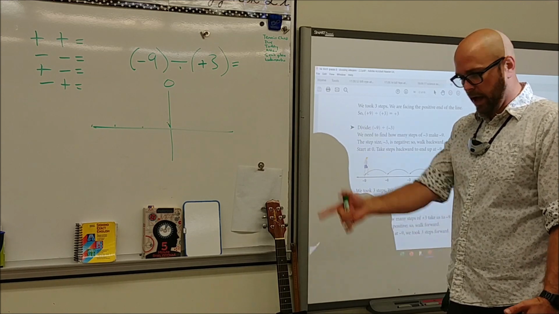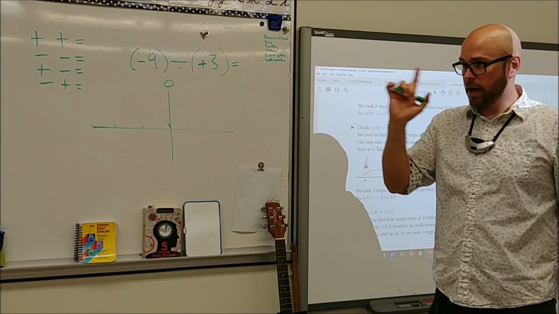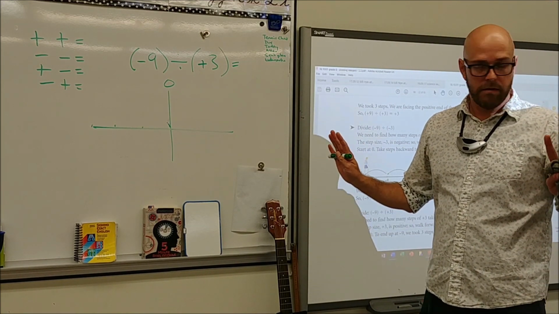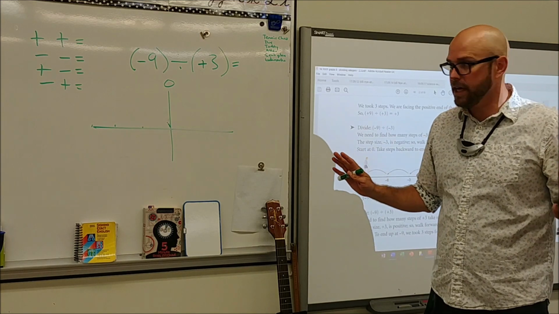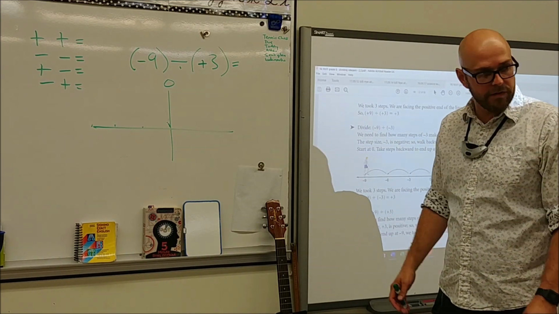Okay, so I've got to go this way, because positive is forward, but I know this is the negative direction. Okay, are you with me? And I've got to get to -9, and the size of my steps is supposed to be +3.